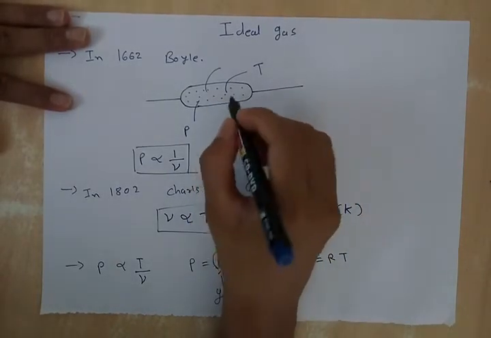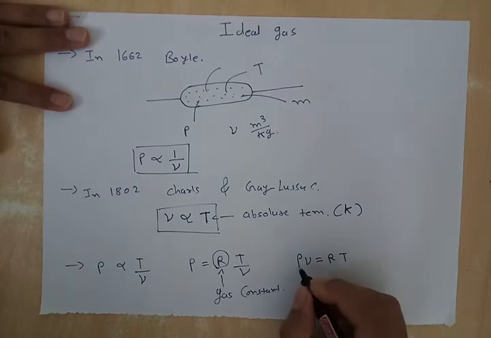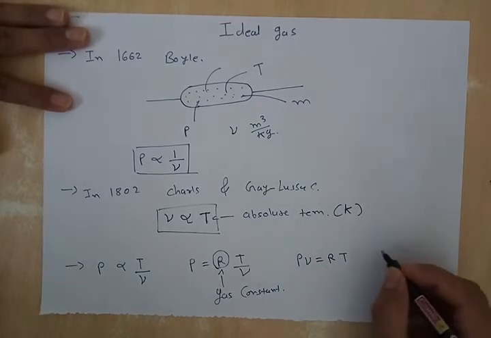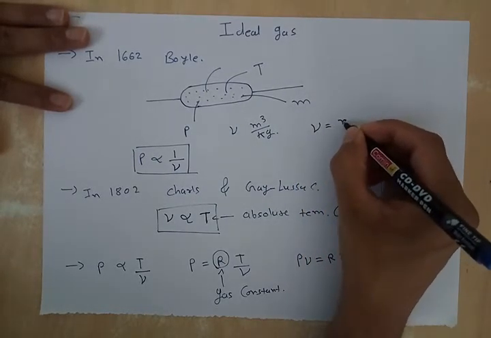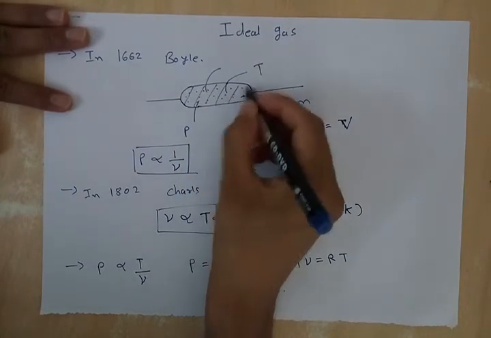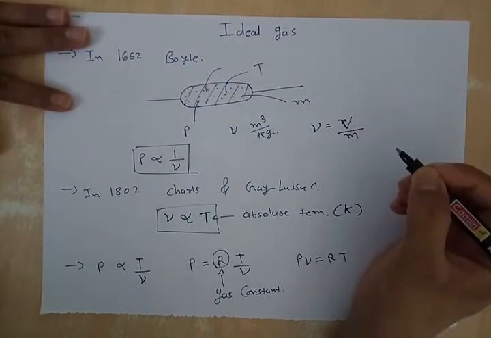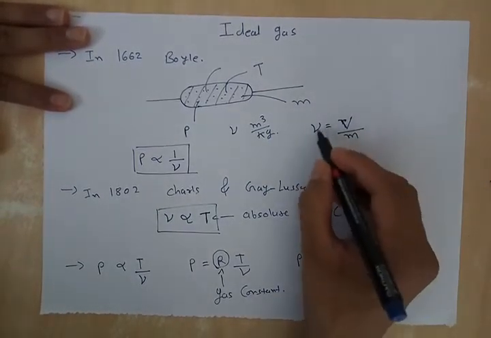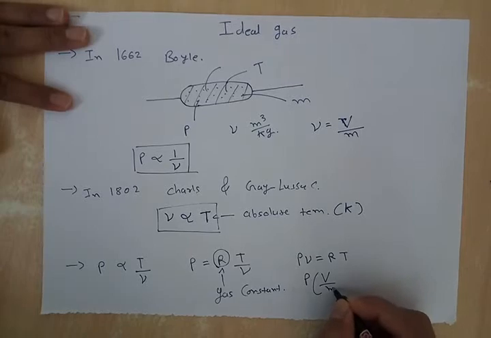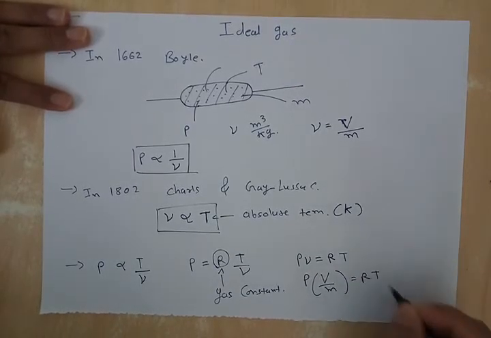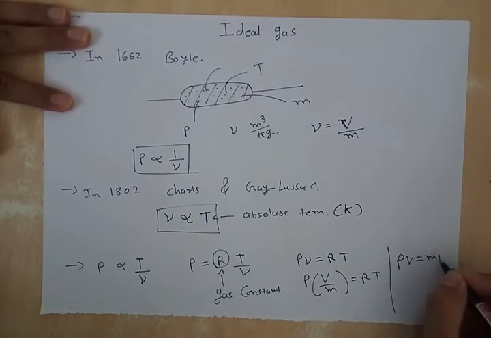Now let us say mass of gas inside this vacuum tube is m. We can express specific volume as volume of this vacuum tube divided by mass of the gas. So we can write this expression of specific volume inside this relation. So we will get volume upon mass. So finally we will get PV is equal to mRT.